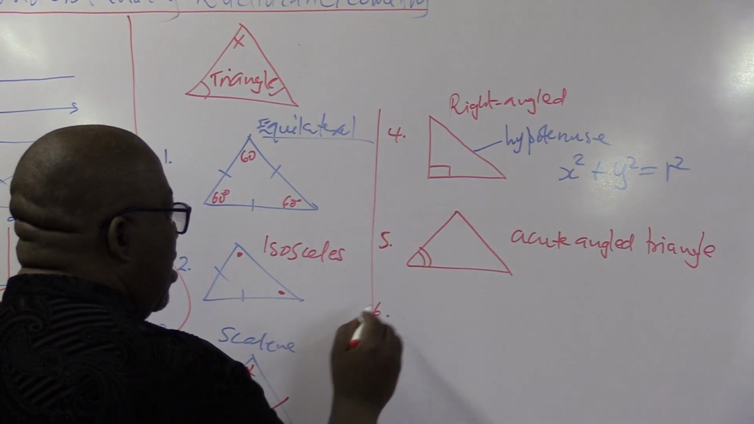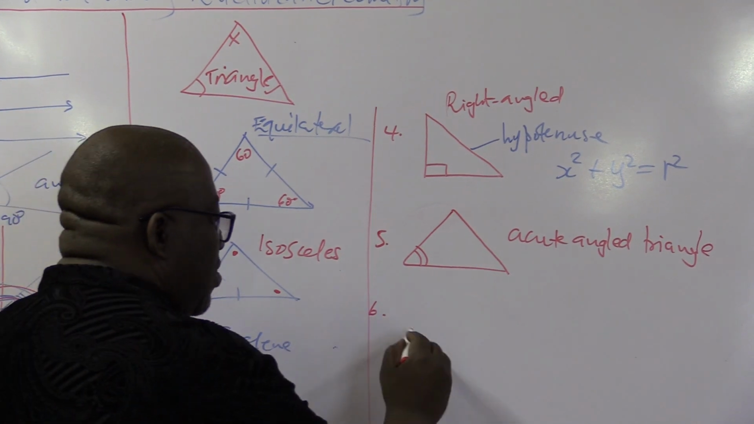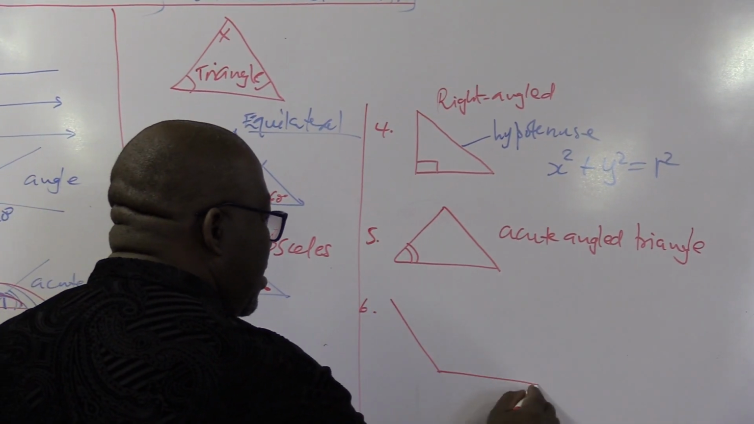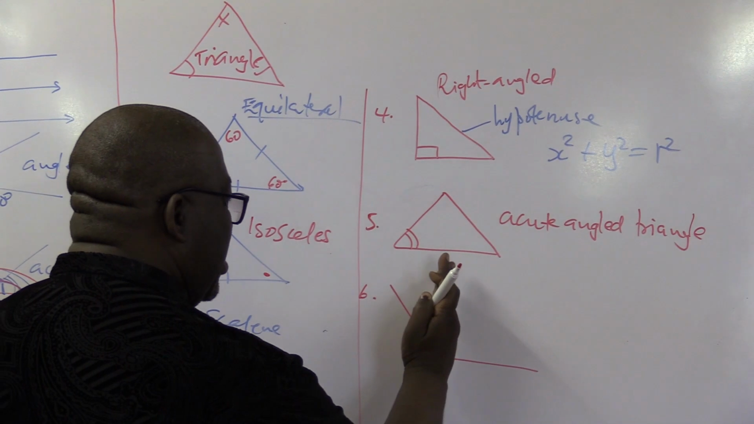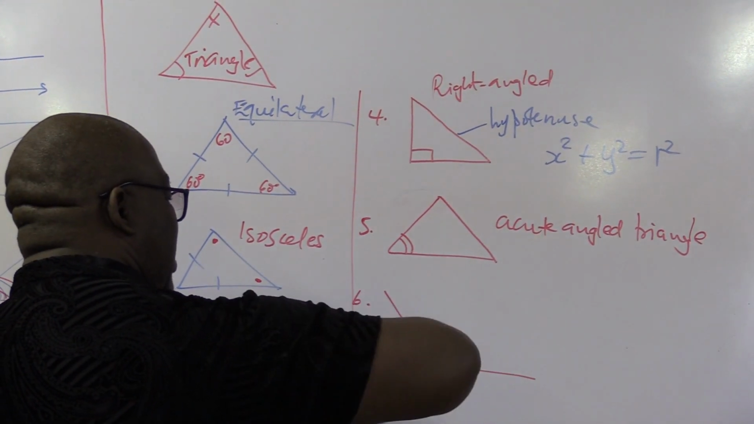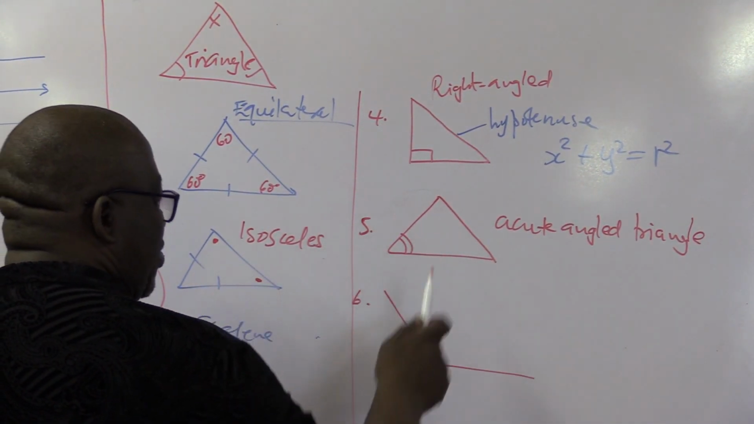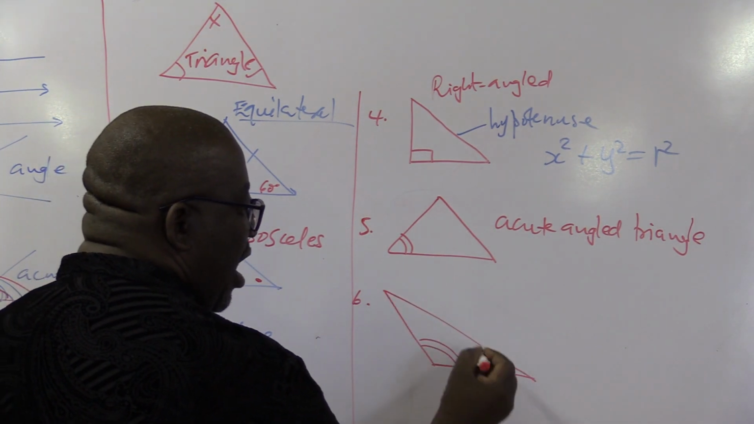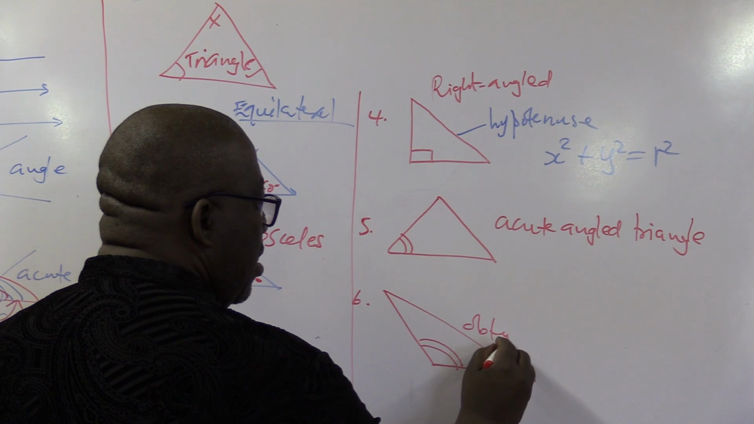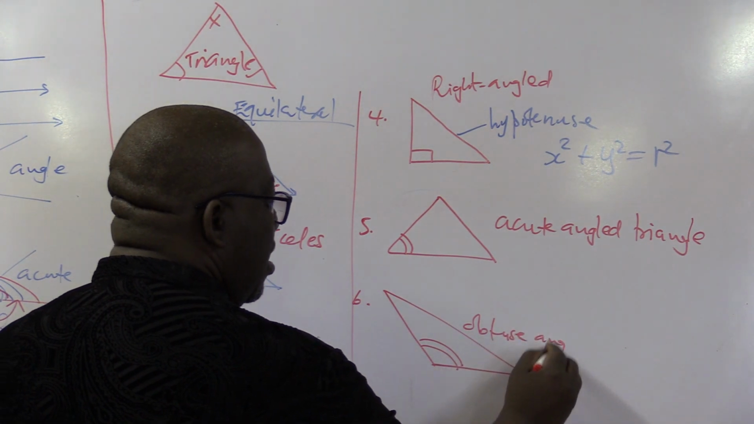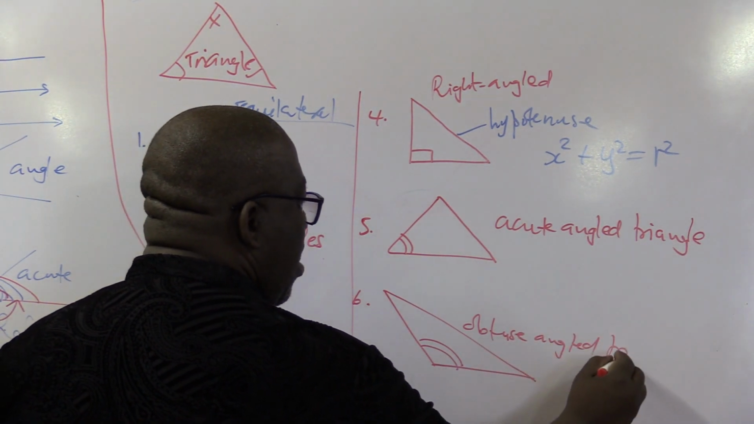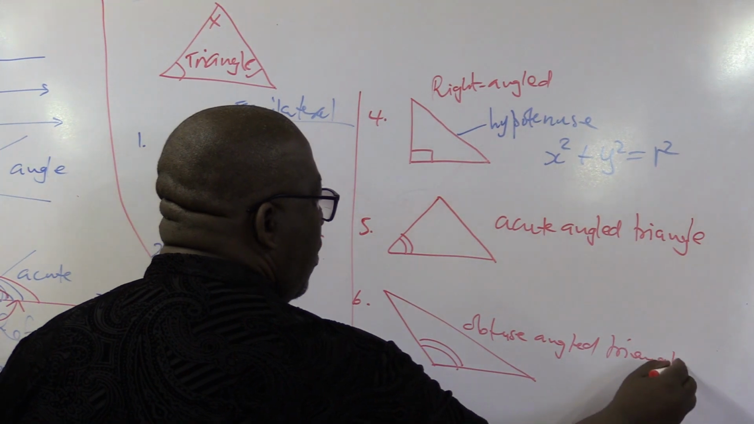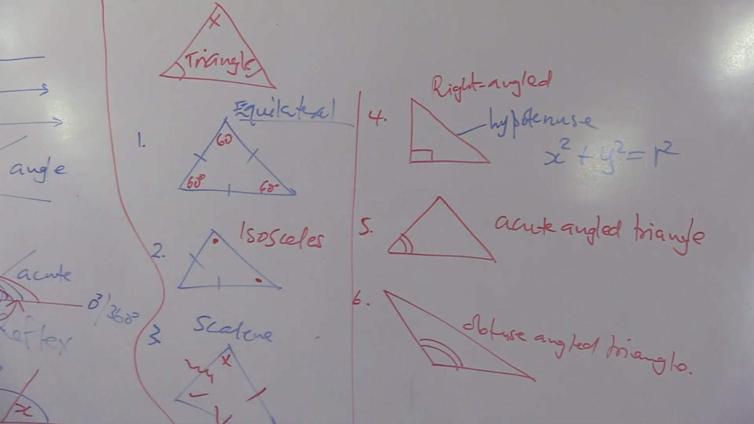Number 6, let's look at this triangle. Remember, this is 0, this is 90, this is above 90 now, but less than 180. So it's in the second quadrant. So this angle is obtuse. So if I close it, I will have an obtuse-angled triangle. Right, these are the 6 types of triangles.